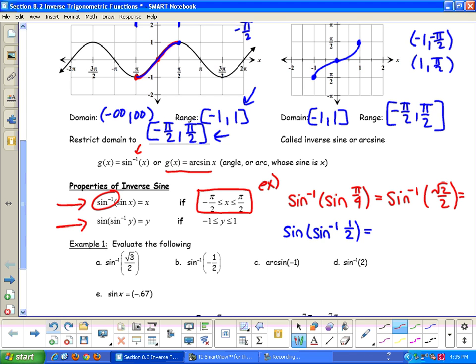So in this case, since the sine is positive root 2 over 2, I know that my answer is going to be equal to pi over 4.